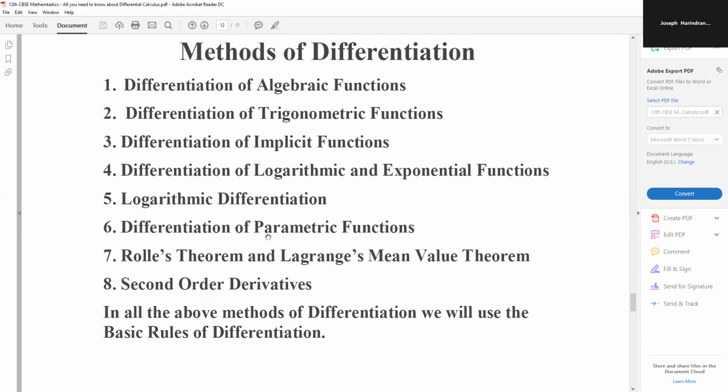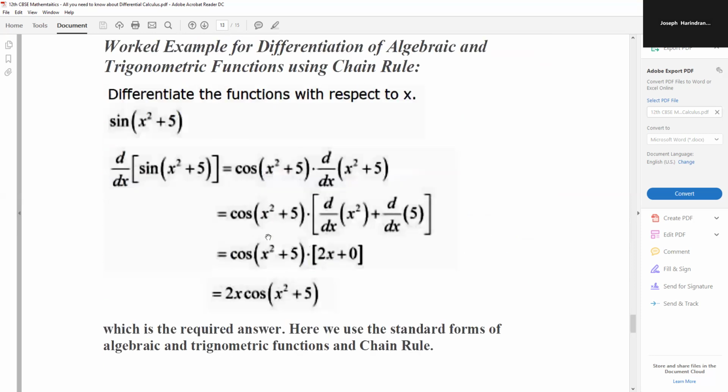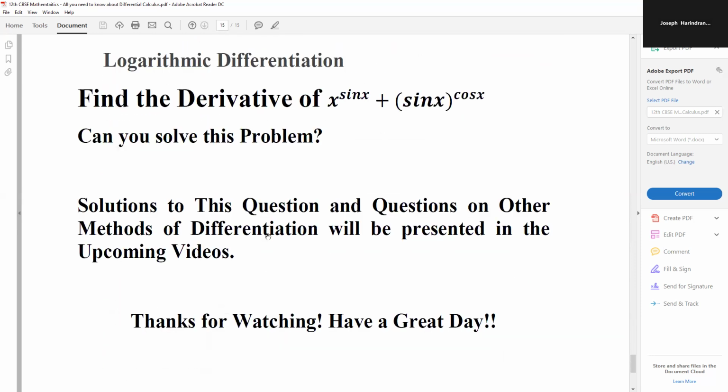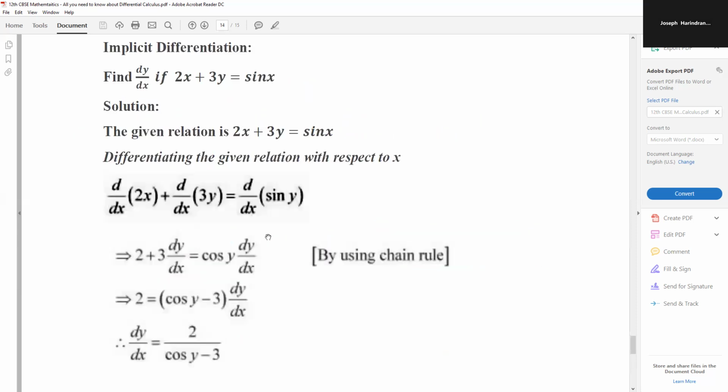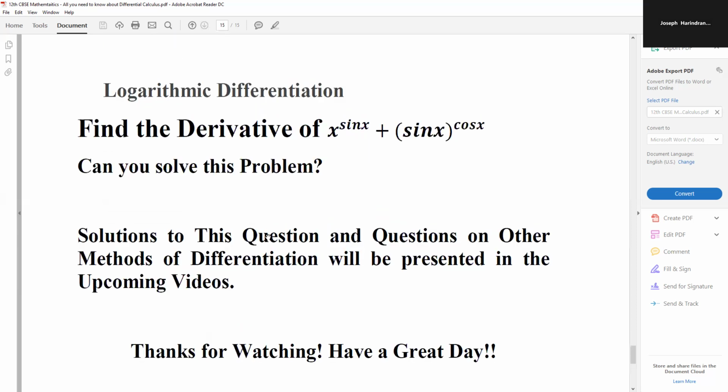The differentiation of parametric functions, Rolle's theorem and Lagrange's mean value theorem, and the second order derivatives will be covered in part 2 of this video. We have also worked out a few examples for the algebraic, trigonometric, implicit as well as logarithmic differentiation.